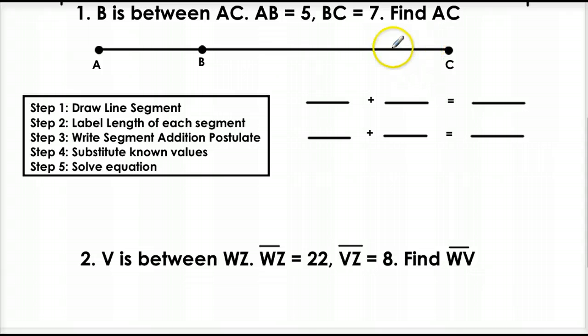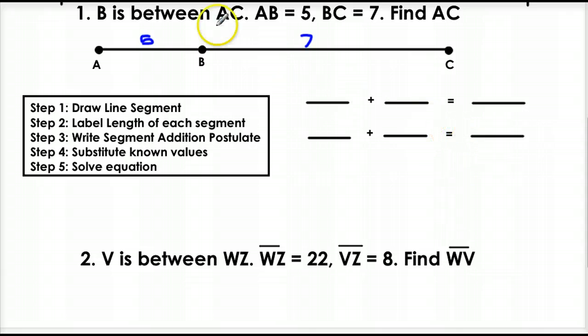Okay? Well, the first thing to do is draw it, but luckily it's already been drawn, taken care of for you. You're welcome. The second part is to label it, okay? So we know that AB is 5, so let's just put a 5 over here. And we know that BC is 7, so this segment over here is 7. We want to find the whole thing.